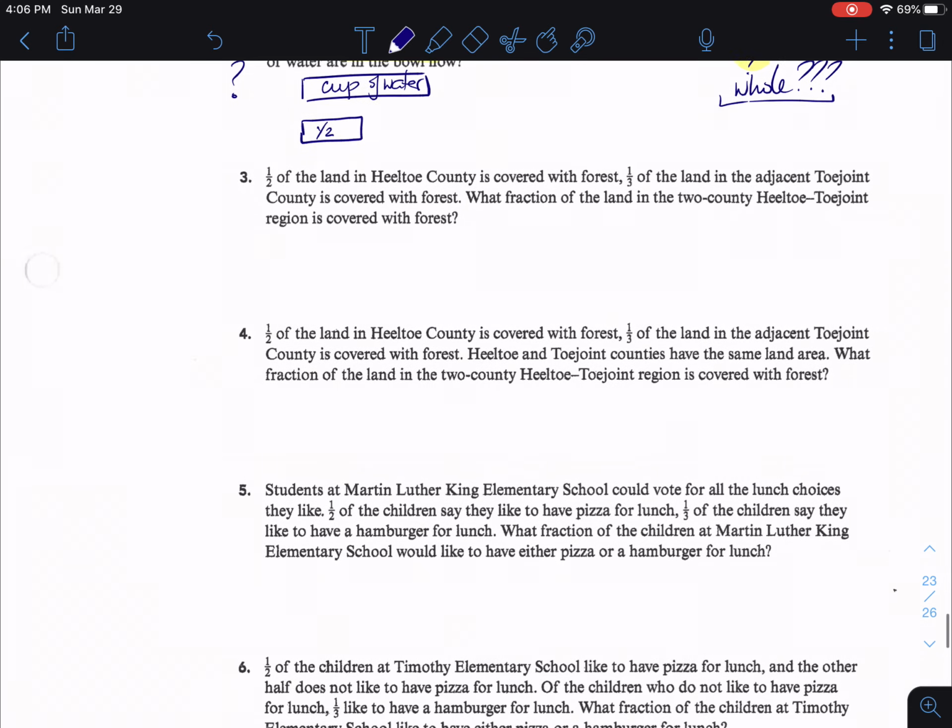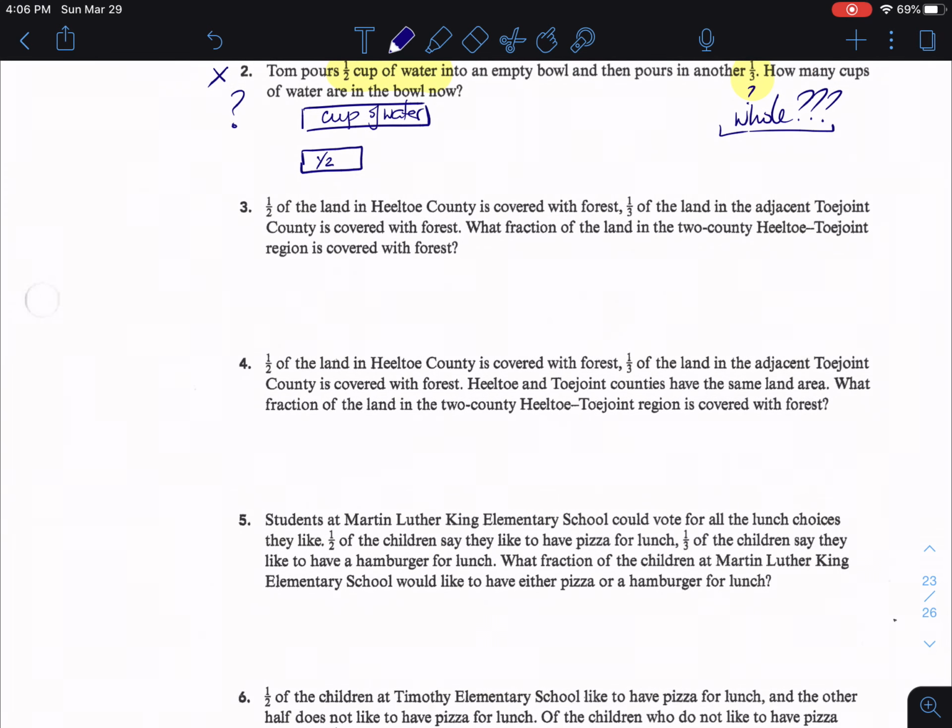All right, number 3 and 4. Now these are tongue twisters, so let's see how we do. Half of the land in the Heel-Toe County is covered with forest. A third of the land in the adjacent Toe-Joint County is covered with forest. What fraction of the land in the two-county Heel-Toe-Joint region is covered with forest? So we have half of the land in the Heel-Toe County and a third of the land in the Toe-Joint County. So let's draw this without making any assumptions that we're not told about.